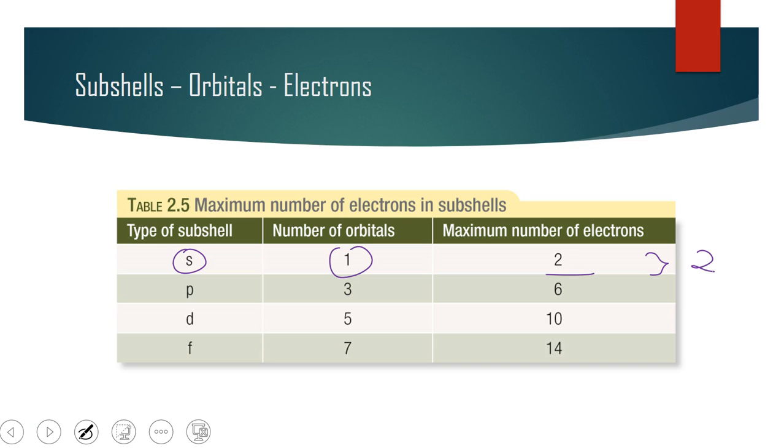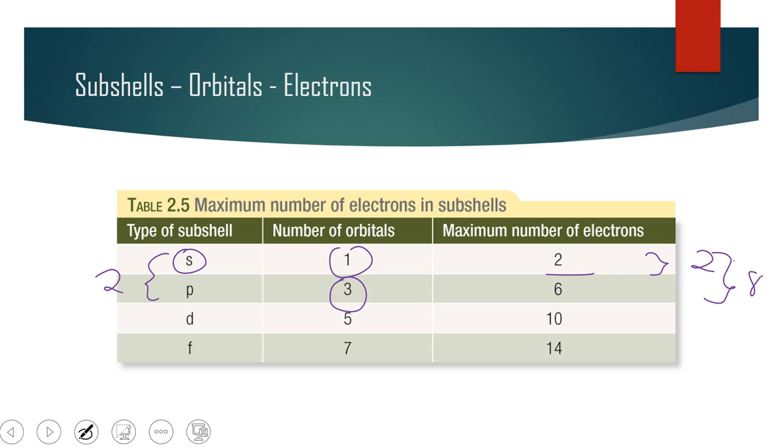For the p subshell, when we get into shell 2, it has both s and p in shell 2, which means it can hold 2 electrons in the s orbital. There are 3 p orbitals that can hold 2 electrons each, which gives us another 6. So when we get to shell 2, we can now hold 8 electrons.